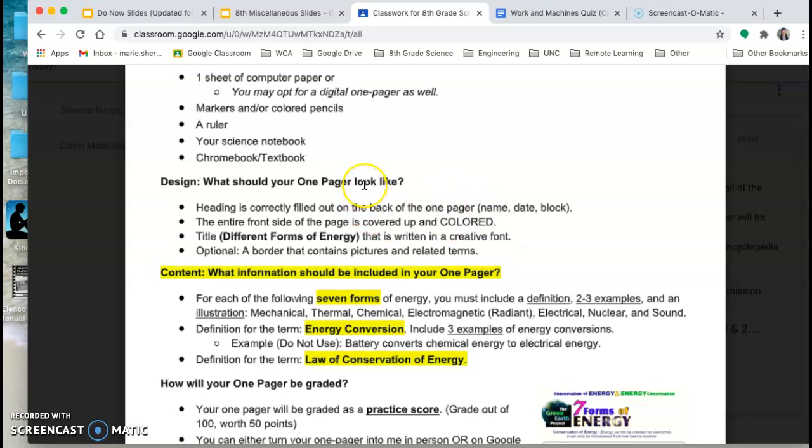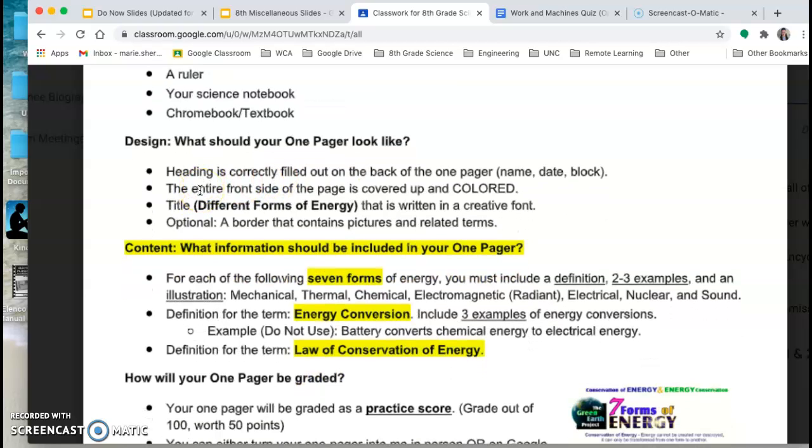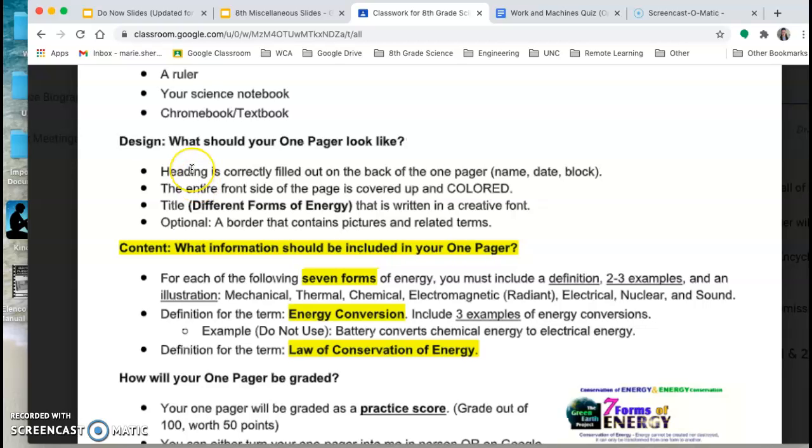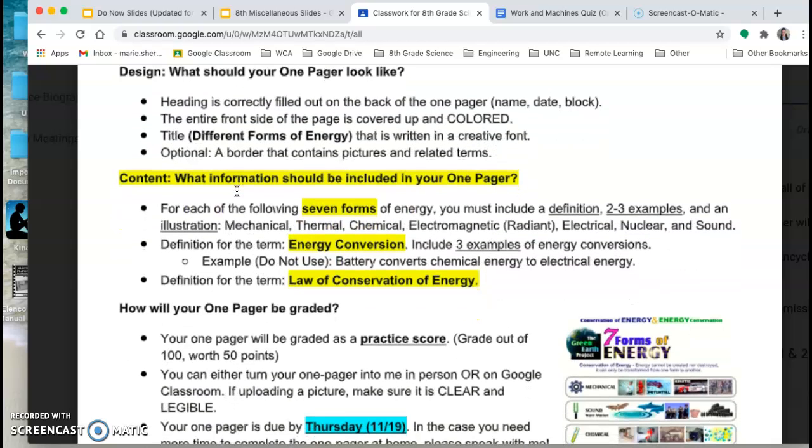So I know that we have done several one-pagers before within science and possibly our other classes as well, but make sure you're looking over the design requirements, so including a heading with your name, a title, including color, making sure it's neat, and optionally you can include a border. So as mentioned, the theme of this one-pager is energy.